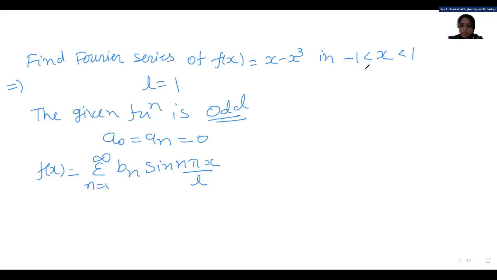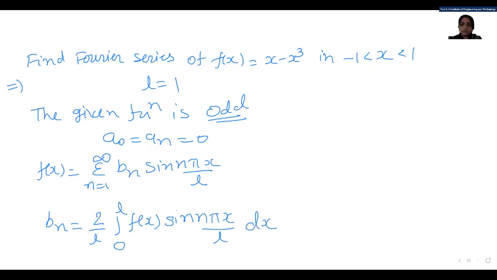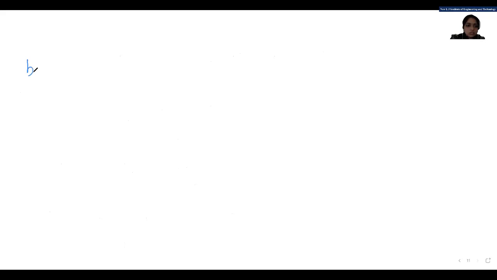But as our integral is minus L to L, minus 1 to 1, you have to write sine n pi x. And the formula for Bn is 2 by L, integral 0 to L, f of x sine n pi x by L dx. Okay. So, let's start the solution of Bn. So 2 by L, 0 to L, f of x sine n pi x by L dx.